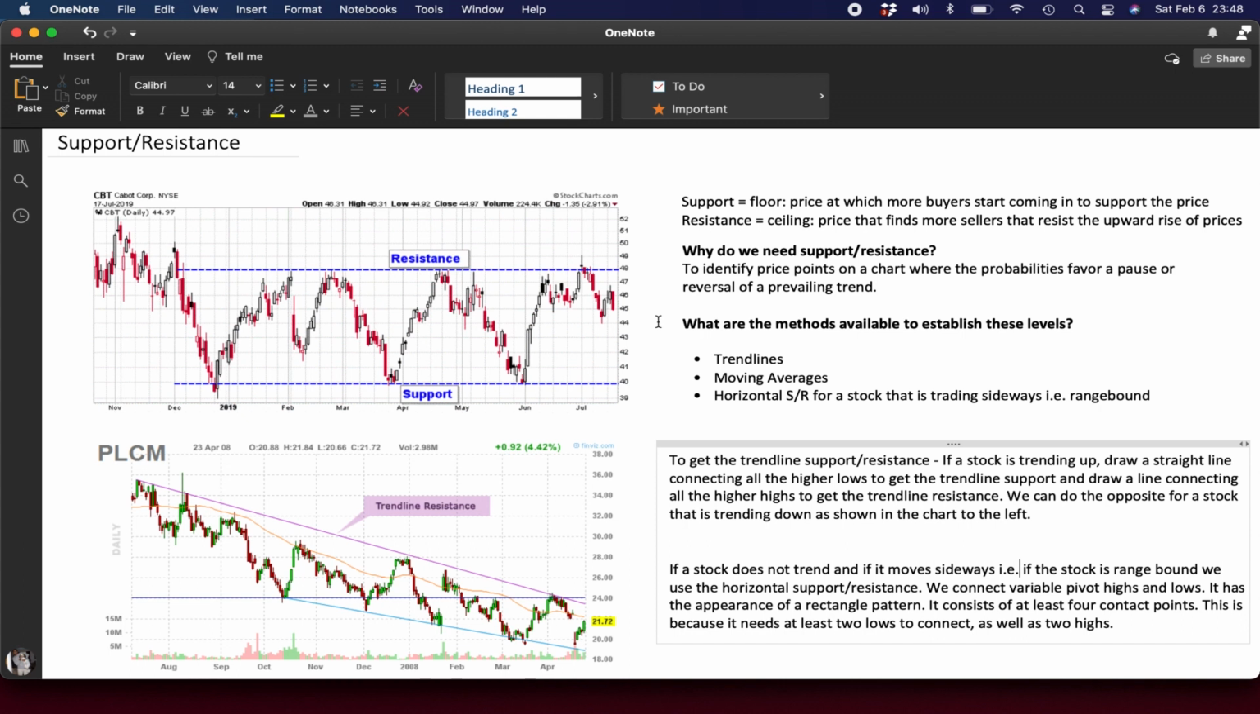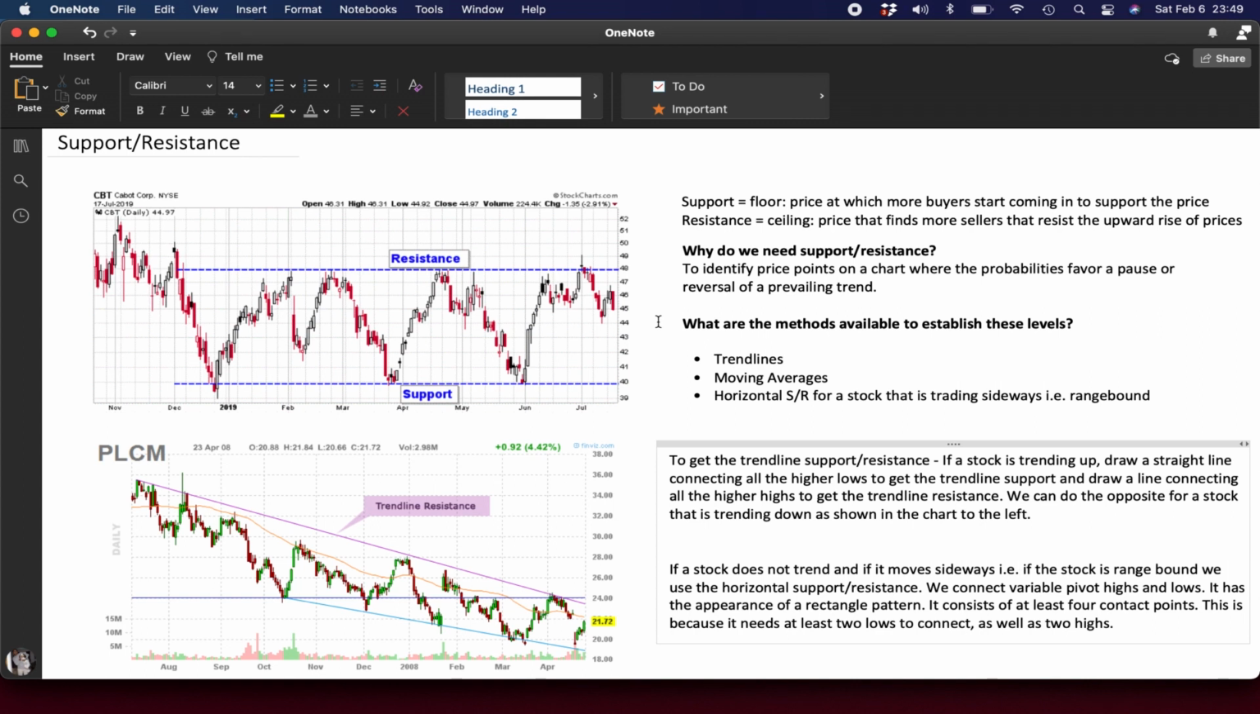Firstly, what is support? Support can be viewed as the floor, that is, the price at which more buyers start coming in to support the price of a stock, essentially preventing the price from declining further, also known as preventing breakdown to the downside. Now, support is the price level at which demand is thought to be strong enough to prevent the price from declining further. Let's say that the downtrend can be expected to pause at these levels and buying interest for a stock goes up.